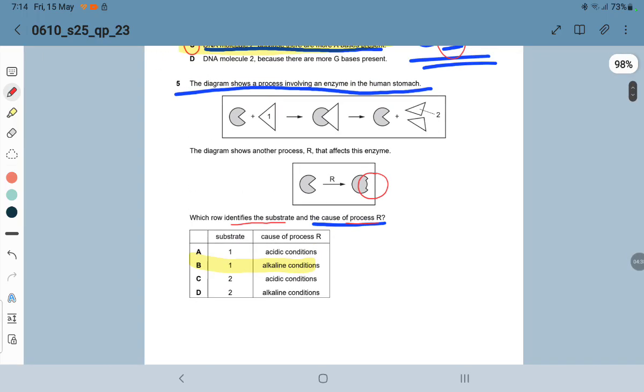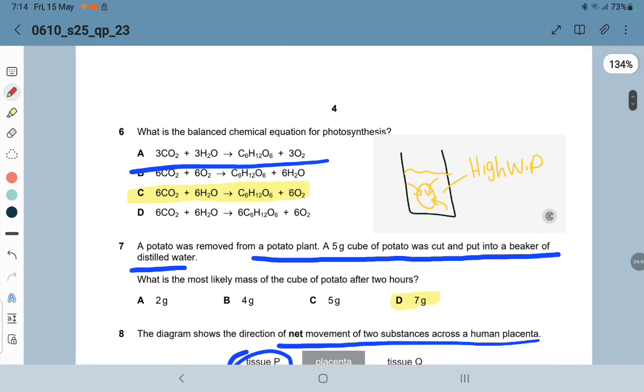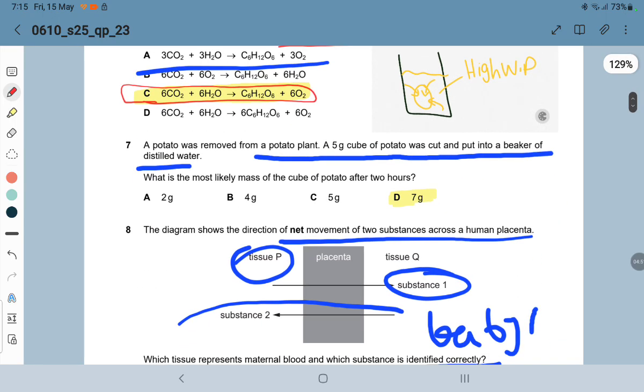Okay, now moving on to the next question, number 6. What is the balanced chemical equation for photosynthesis? Now, the answer, of course, is C. It's something you need to memorize. It's nothing hard. Okay. Question number 7. A potato was removed from a potato plant.